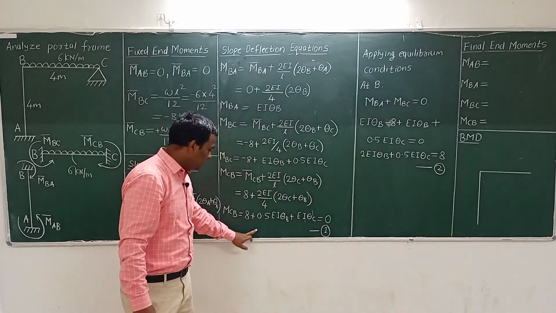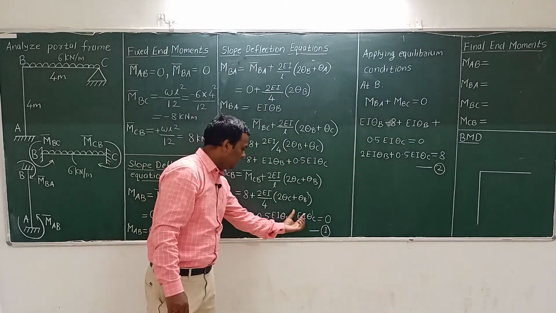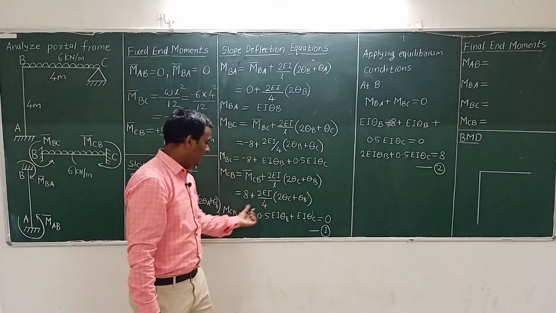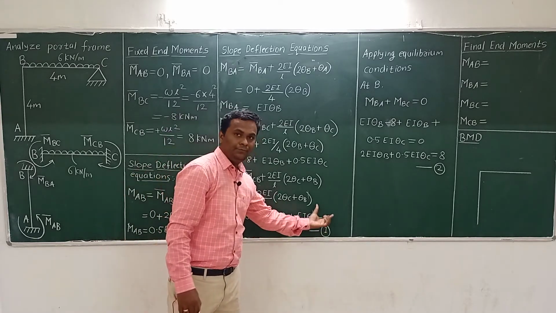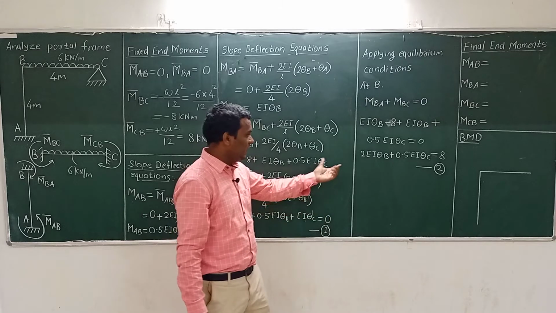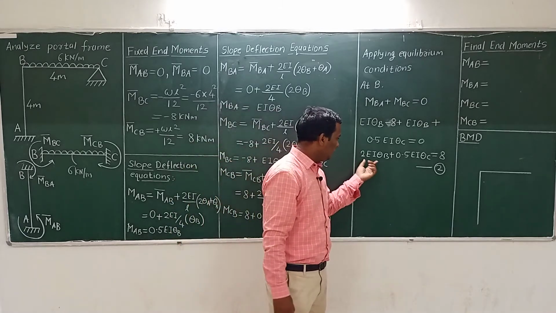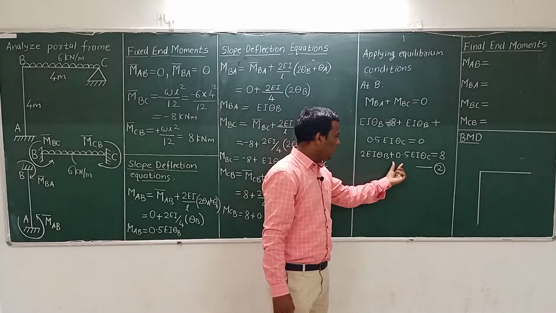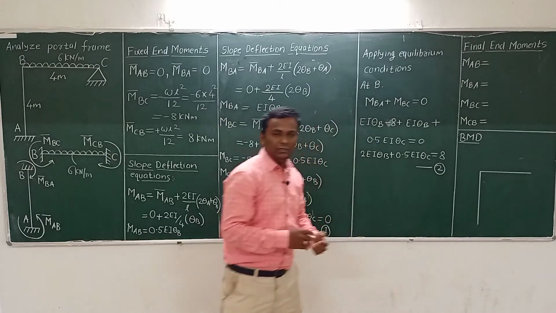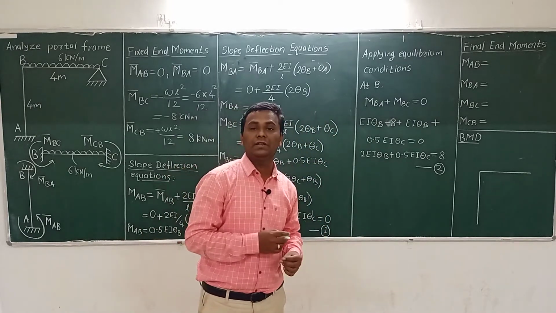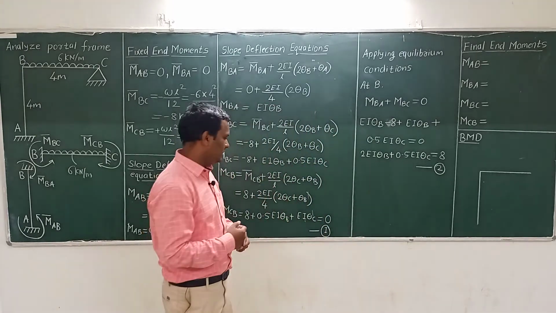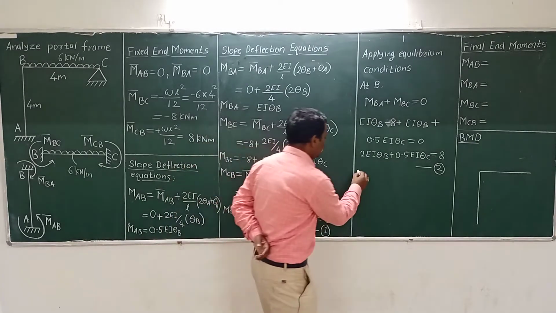Now here we have the first equation, that is 0.5 EI theta B plus EI theta C. You can take this 8 on the right hand side, that is equal to minus 8. And the second equation now we have is twice EI theta B plus 0.5 EI theta C. Now these are two simultaneous equations. Now we have to solve these two simultaneous equations.